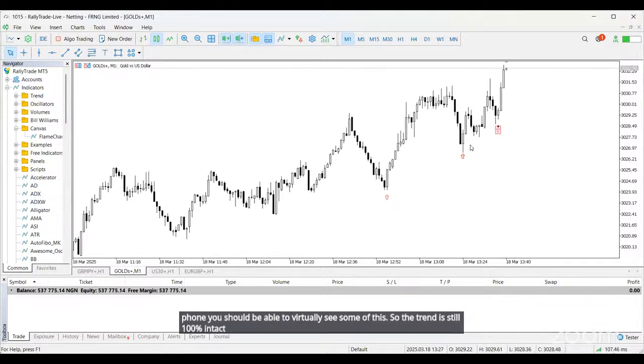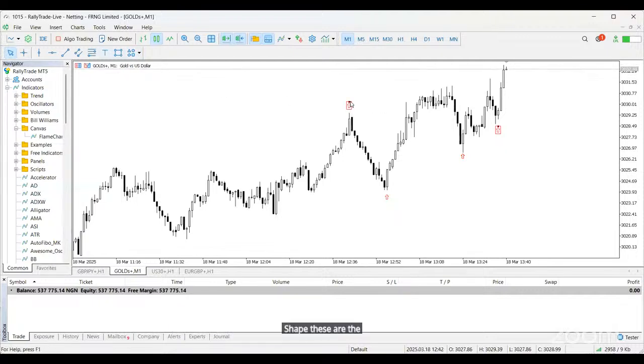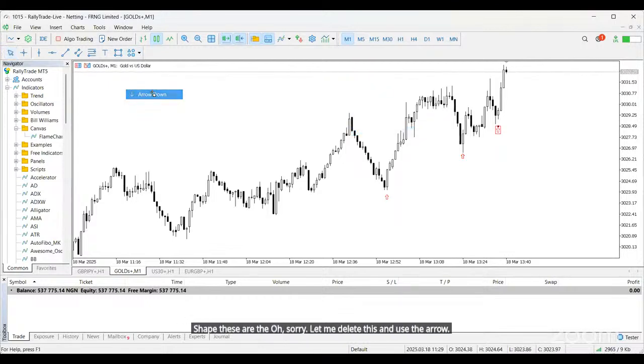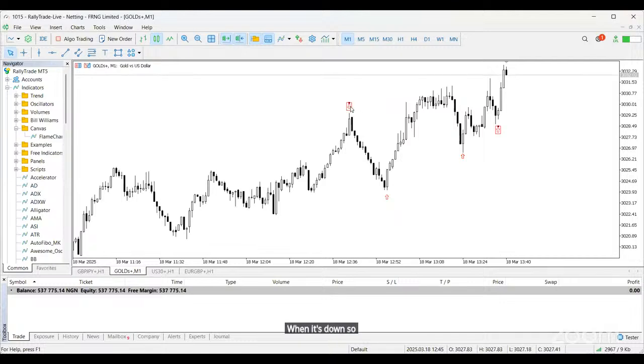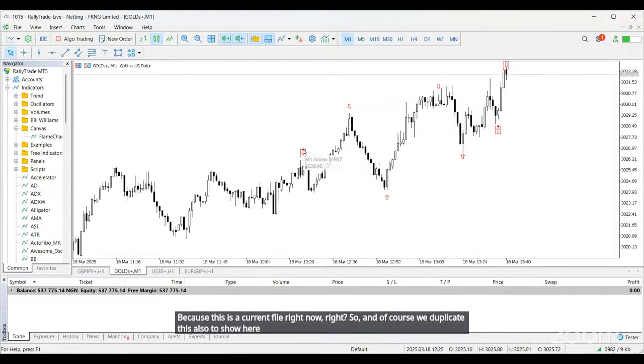Now, for the structure to change, since we're having higher highs and higher lows, let me delete this and use the arrow that points down to show you the highs. These are the highs. Of course, this is the current high right now, right? And we duplicate this to show that the trend is still 100% intact on the 1 minute chart.